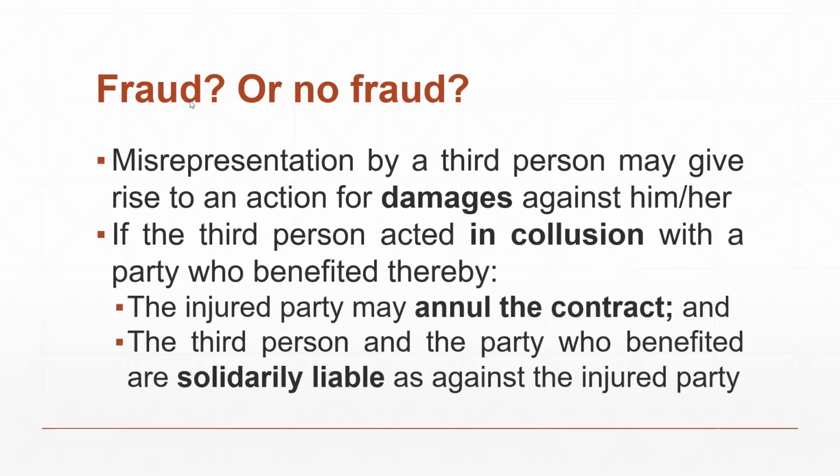Now, misrepresentation by a third person may give right to an action for damages against the person who did the misrepresentation. Now, if the third person acted in collusion with the party who benefited thereby, number one, the injured party may annul the contract. So annulment is always in the works. Annulment can always be resorted to. And secondly, the third person and the party who benefited are solidarily liable as against the injured party.